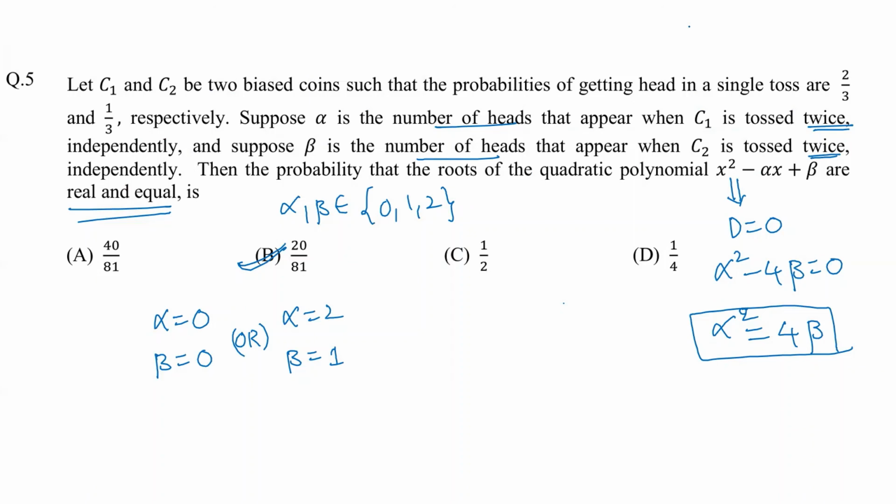So here, one thing that you can observe: instead of talking about how the tosses are happening, it would have been a lot easier the way that we did if we had started the question by making the roots of the quadratic equation real and equal, instead of simply going for how many heads and how many tails are happening. So the answer for this question came out to be 20 upon 81.